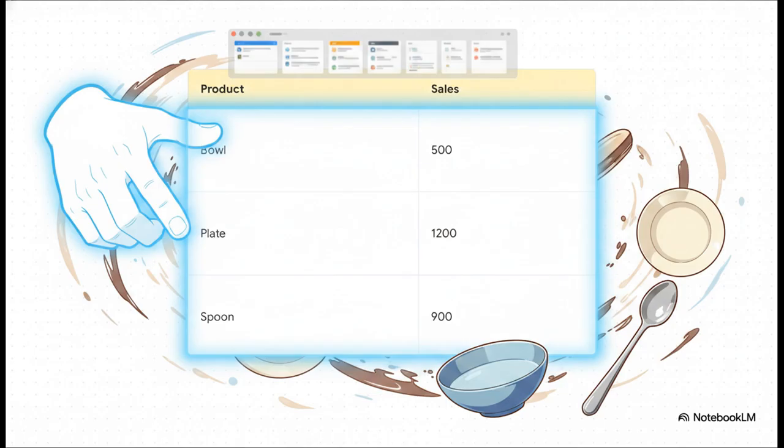You can actually highlight a very specific cell range, like just this exact table, and tell Gemini to only look right there. That kind of targeted precision saves a ton of time and guarantees the AI focuses only on the data you actually care about at that moment.